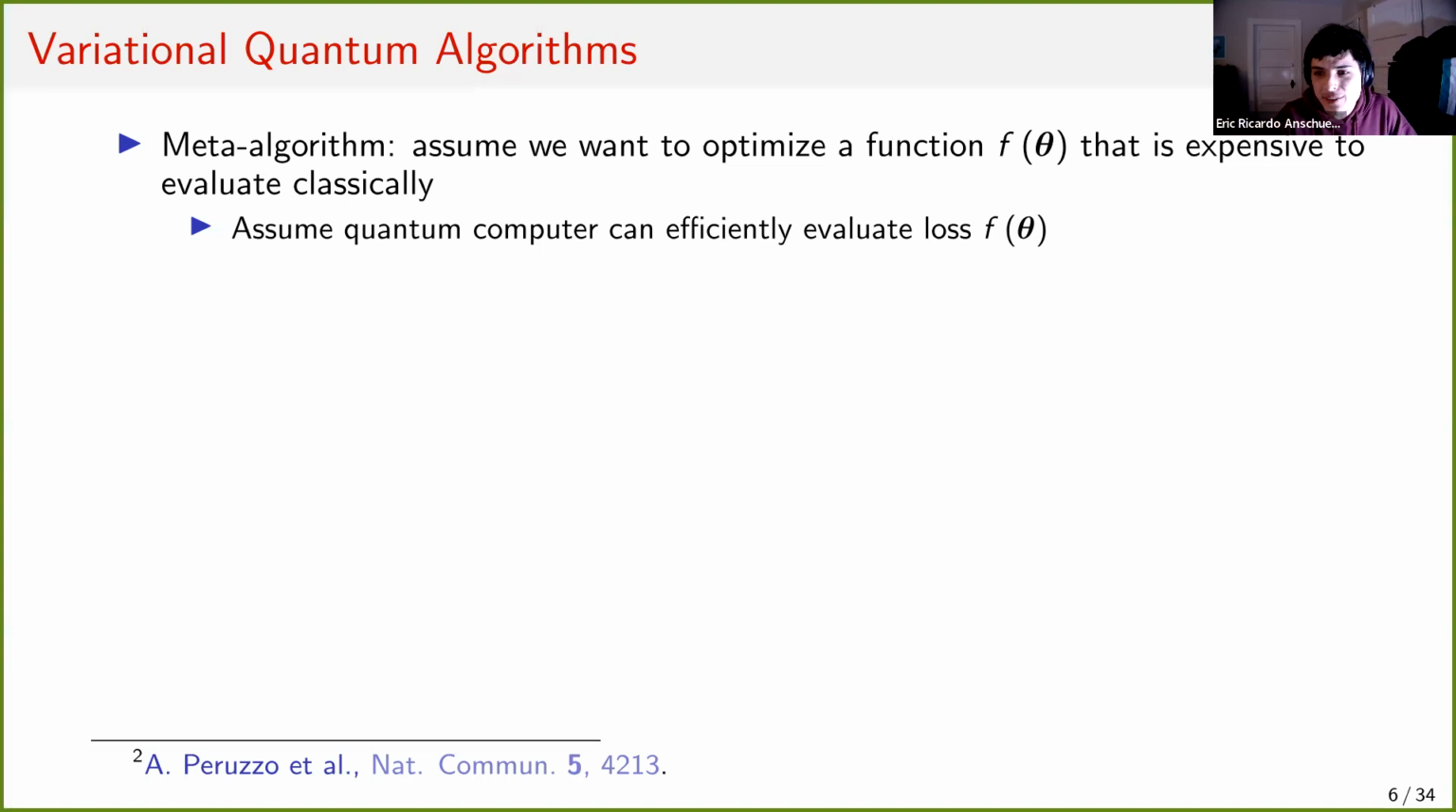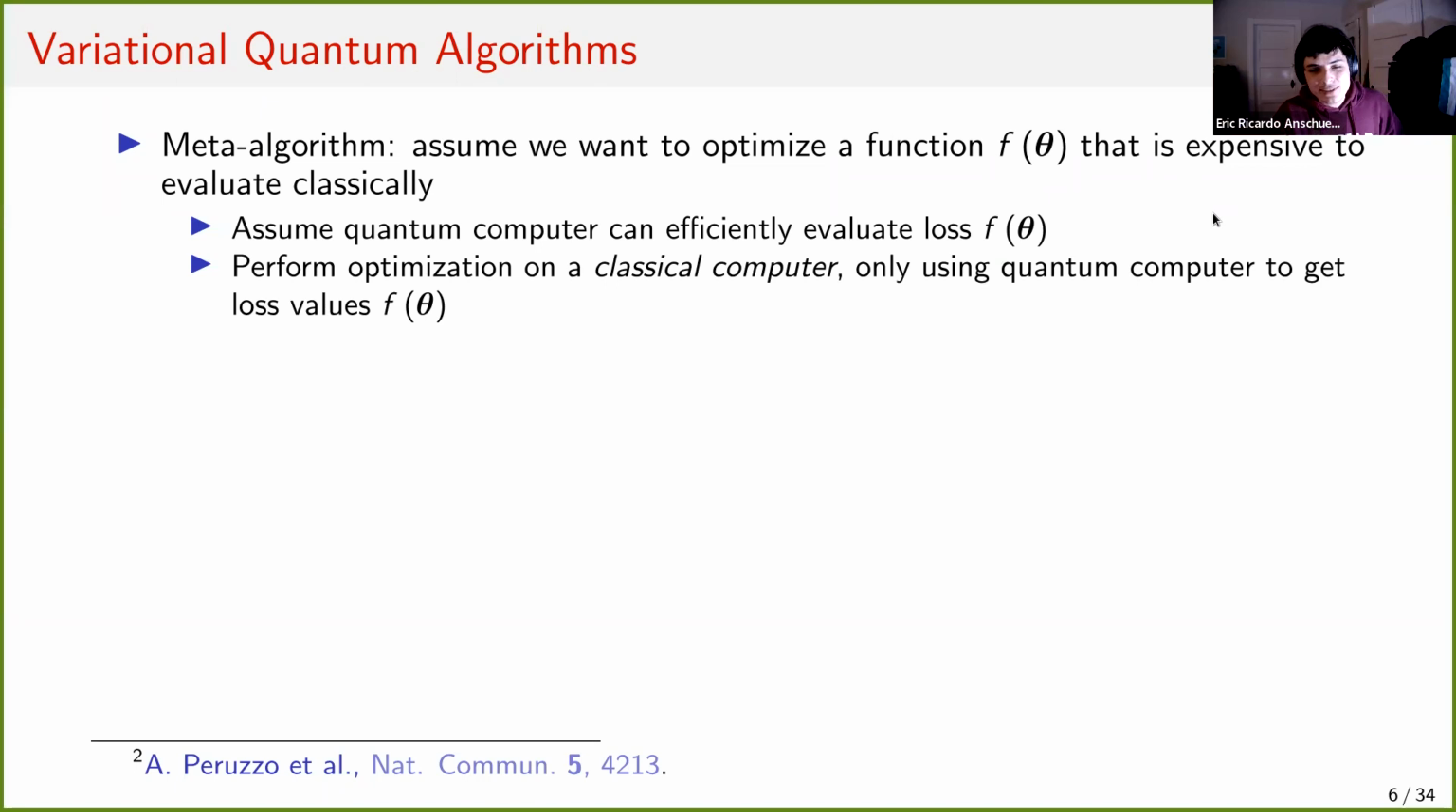So evaluating f of theta is easy for a quantum computer. And so what you can do is essentially perform gradient descent and optimize this loss function, essentially completely on a classical computer, and just use the quantum computer as a black box to get gradient information or loss function value information.